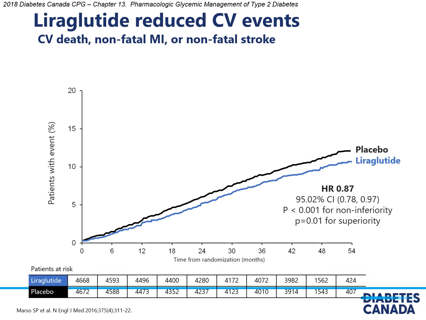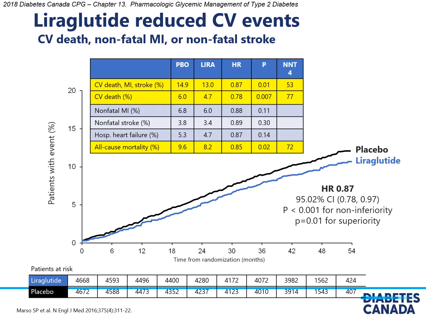The LEADER trial enrolled 9,340 participants with type 2 diabetes and high cardiovascular risk. The majority of participants were 50 years of age or older and had at least one cardiovascular condition, including coronary heart disease, cerebrovascular disease, peripheral arterial disease, congestive heart failure, or stage 3 or higher chronic kidney disease. Over a median follow-up of 3.8 years, fewer participants in the liraglutide arm had the primary endpoint of cardiovascular death, non-fatal MI, or non-fatal stroke.